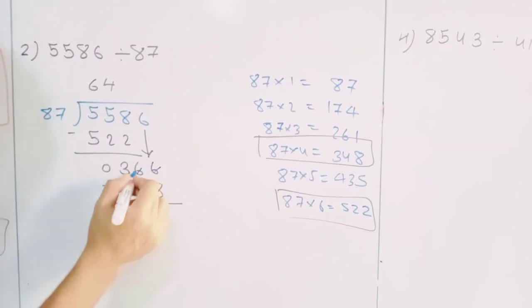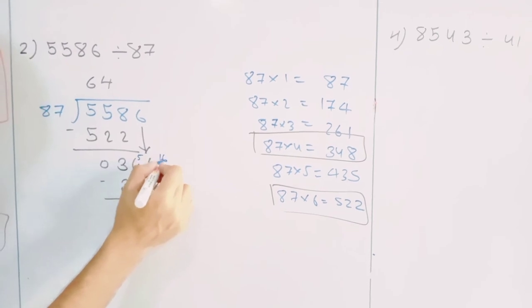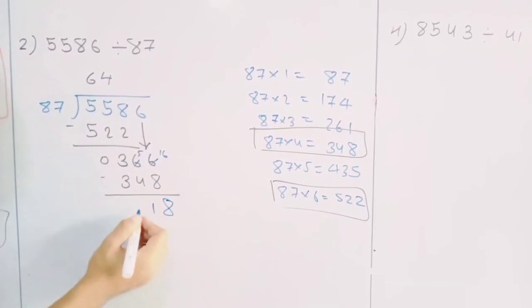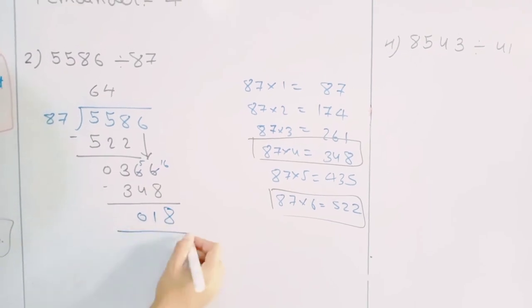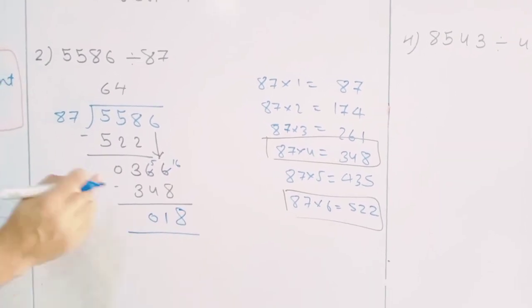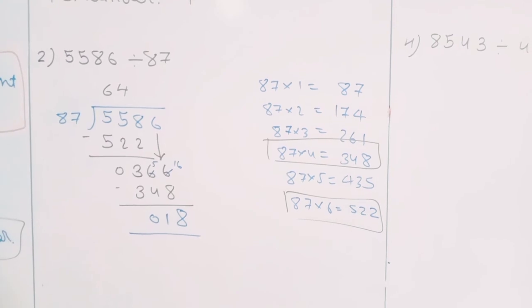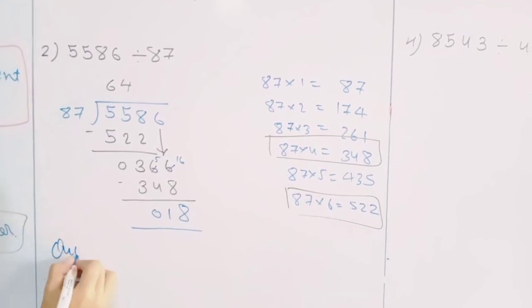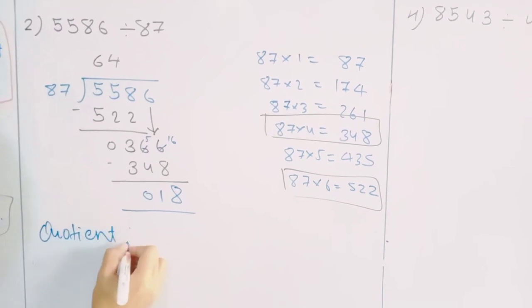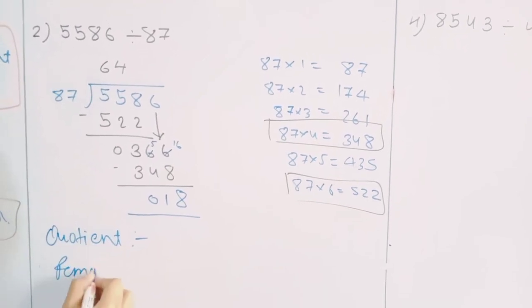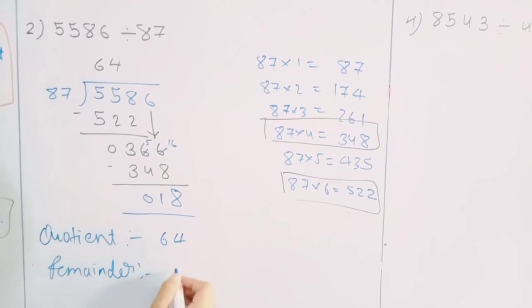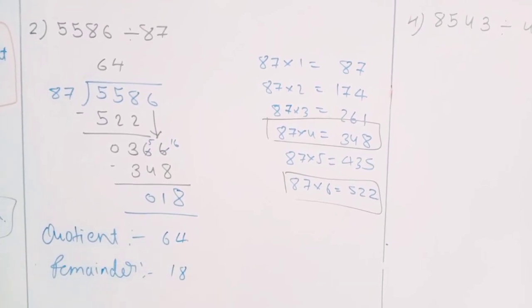Can we subtract 8 from 6? No, it will borrow from here. It will become 5 and this becomes 16. 16 minus 8 is 8, 5 minus 4 is 1, and 0. This will be the remainder. This way we can solve it. Now we have to write the quotient first, then the remainder. Here we got quotient 64, remainder 18.